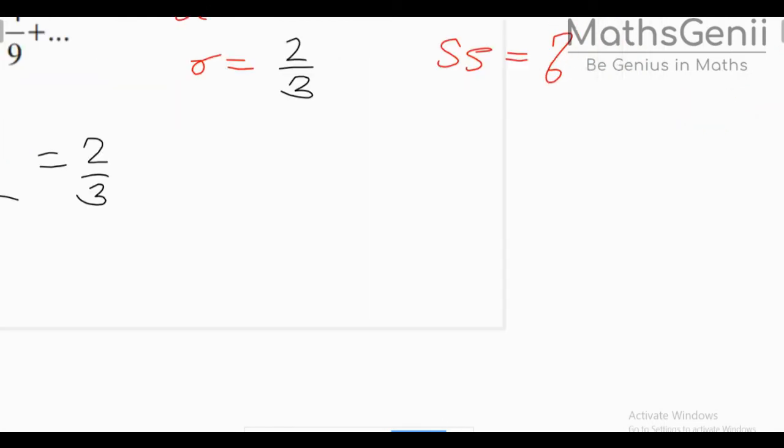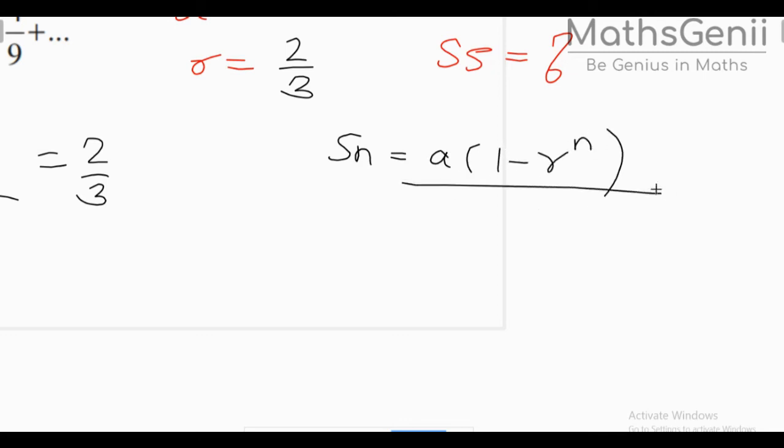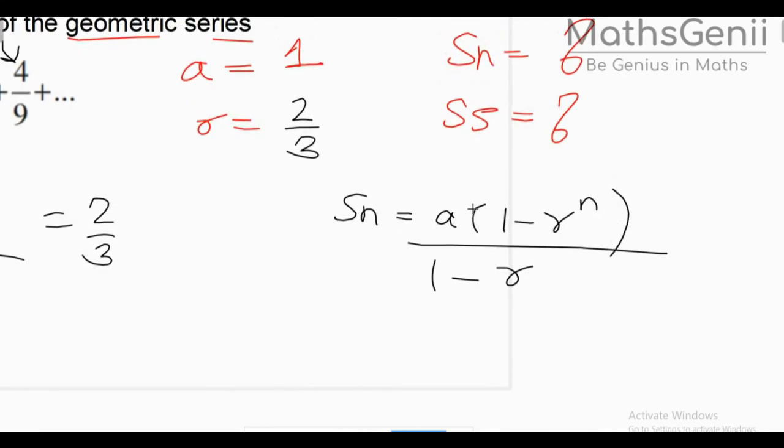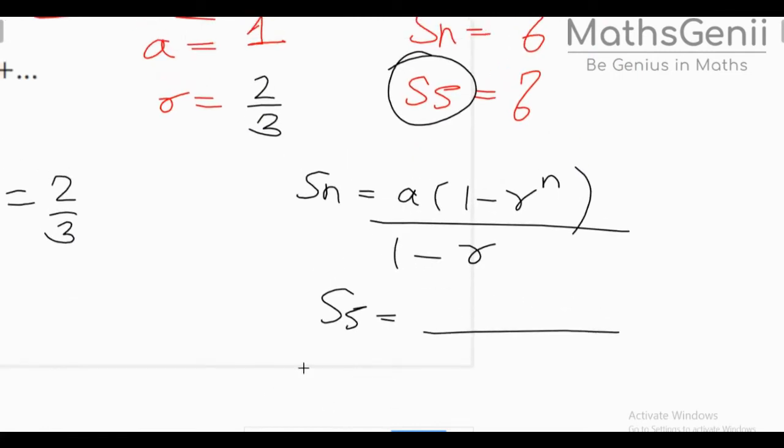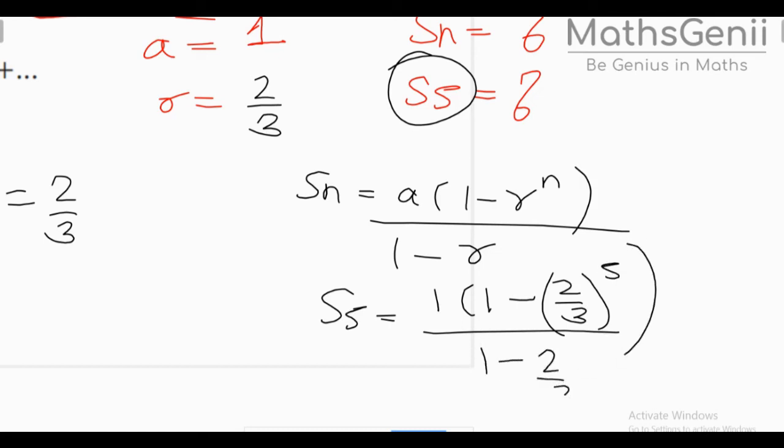S5 you want to find. So I know what is the Sn formula. Sn formula is Sn is equal to A times 1 minus R raised to n upon 1 minus R. So in this question, what is A, what is R, and what is N? So I want to find S5, correct? In the question, he has asked me sum of first 5 terms. So N is 5. Okay, what is A? A is 1. What is R? R is 2 upon 3.